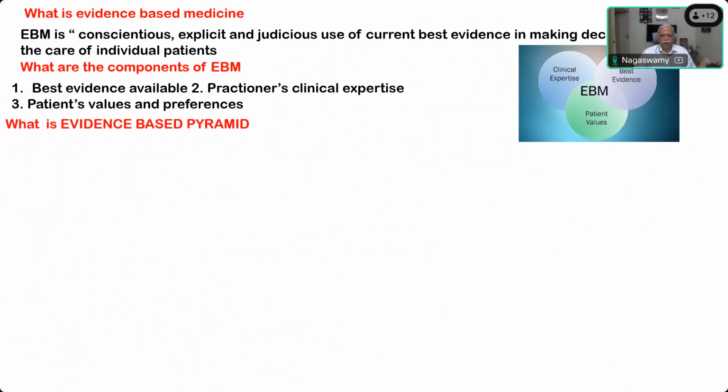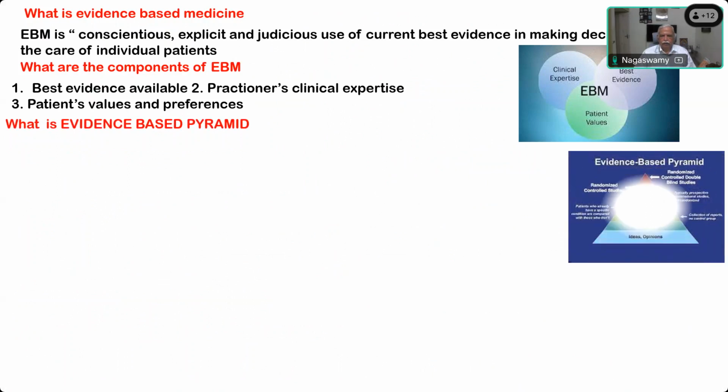So instead of that Venn diagram, we can sometimes have an evidence-based pyramid, where there are layers. The base is ideas or opinions. Second are case reports, case series, case control studies, cohort studies, randomized controlled trials, and randomized controlled double-blind studies. This is the ultimate, the double-blinded RCT. That is considered the super evidence for any treatment. All other things are lesser.